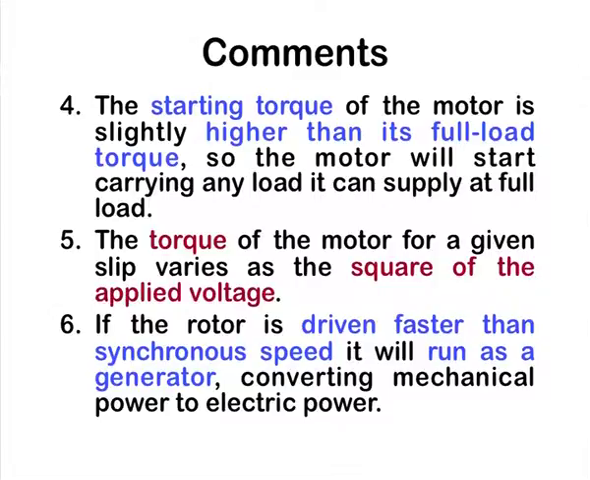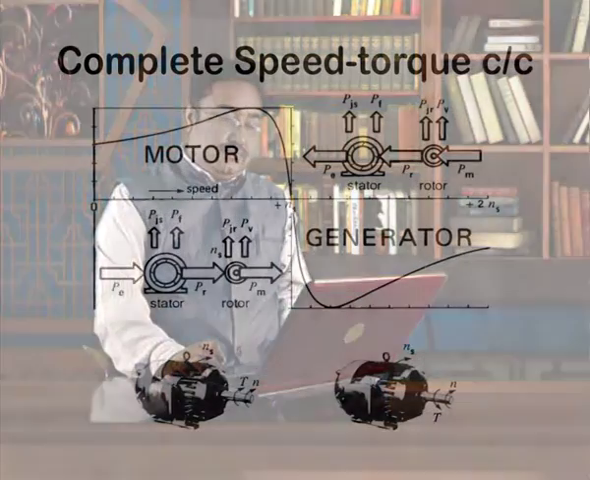Further, the starting torque of the motor is slightly higher than its full load torque. So, the motor will start carrying any load it can supply at full load. One more conclusion we are getting is that the torque of the motor for a given slip varies as the square of the applied voltage. Another important point is that if the rotor is driven faster than synchronous speed, it will run as a generator, converting mechanical power to electrical power. But in the beginning, I told you that these induction generators are seldom used, therefore, this is not of so much use.